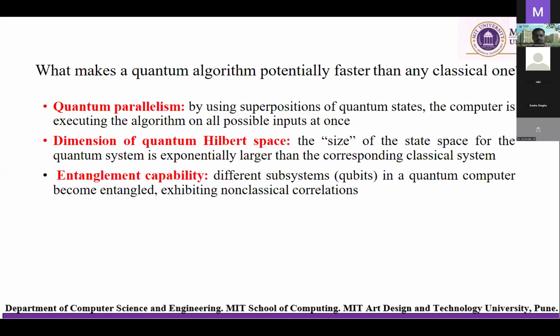Now, why do quantum algorithms become potentially faster than any classical algorithms? Because there are quantum parallelism, dimensions of the quantum Hilbert space, and entanglement capability. So these are the three important features. Quantum parallelism uses the superposition of quantum states, so the computer executes the algorithm on all possible inputs at once. Then the dimensions of the quantum Hilbert space: the size of the state space for a quantum system is exponentially larger as compared to the corresponding classical system.